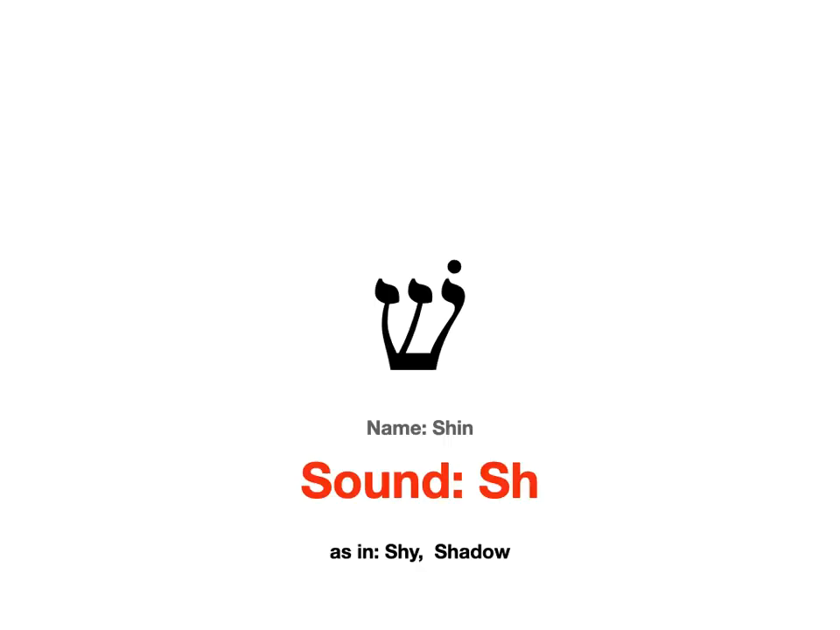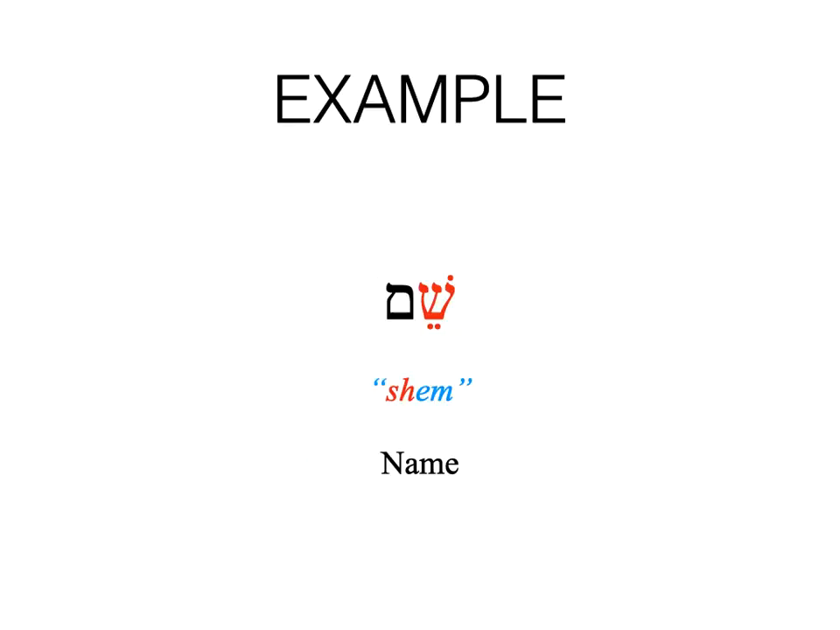Now, if you put the dot on the right, the s becomes sh. And instead of sin, now we have shin, sh, like shy or shadow. Here is an example, Shem. Shem means name, Shem, name.